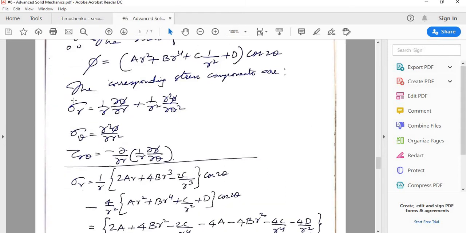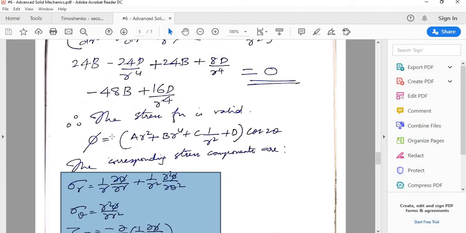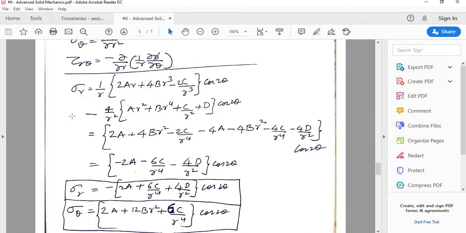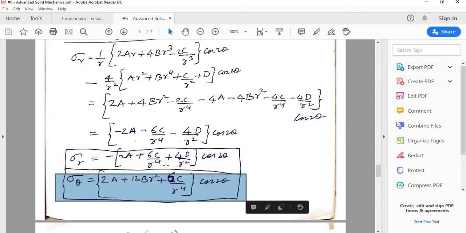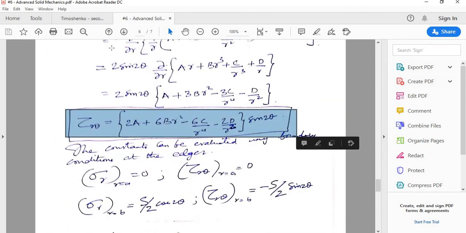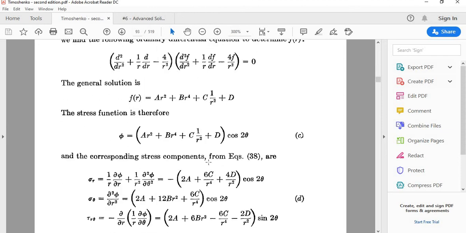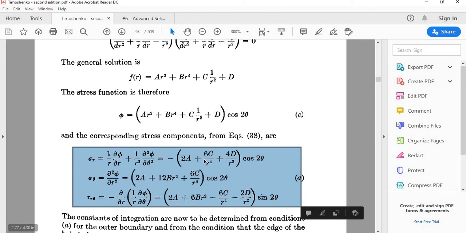So using this, now that I have the stress function, I can find out sigma r, sigma theta and tau r theta. Now the stress function has four constants, so sigma r, sigma theta and tau r theta will also have those constants. So this is the final expression for sigma r, sigma theta and tau r theta. Same things are given in the textbook. I'll go there as well. So these are the expressions for sigma r, sigma theta and tau r theta.